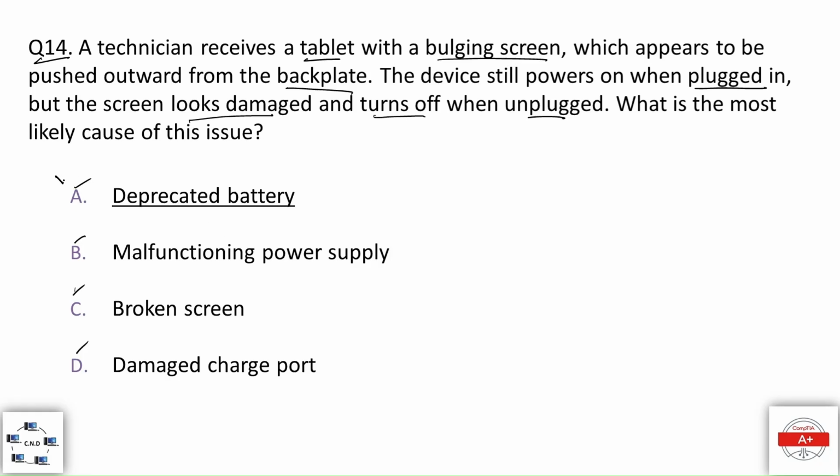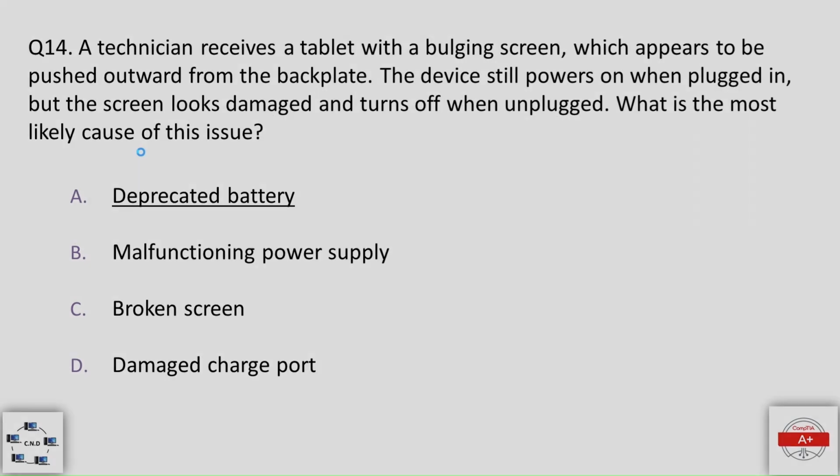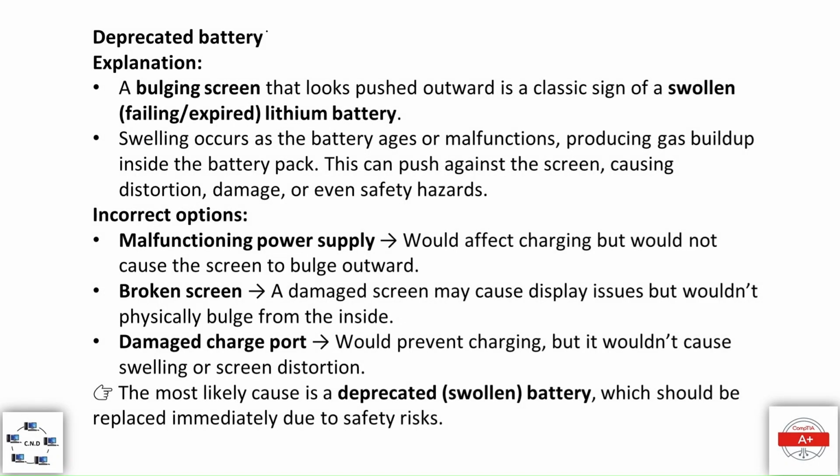Option A, deprecated battery. And the explanation is, the correct option was deprecated battery. A bulging screen that looks pushed outward is a classic sign of a swollen, failing or expired lithium battery. Swelling occurs as the battery ages or malfunctions, producing gas buildup inside the battery pack. This can push against the screen, causing distortion, damage, or even safety hazards.